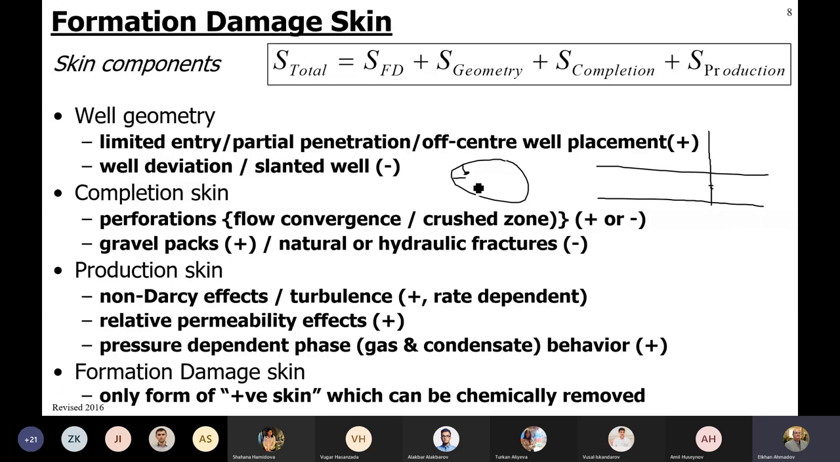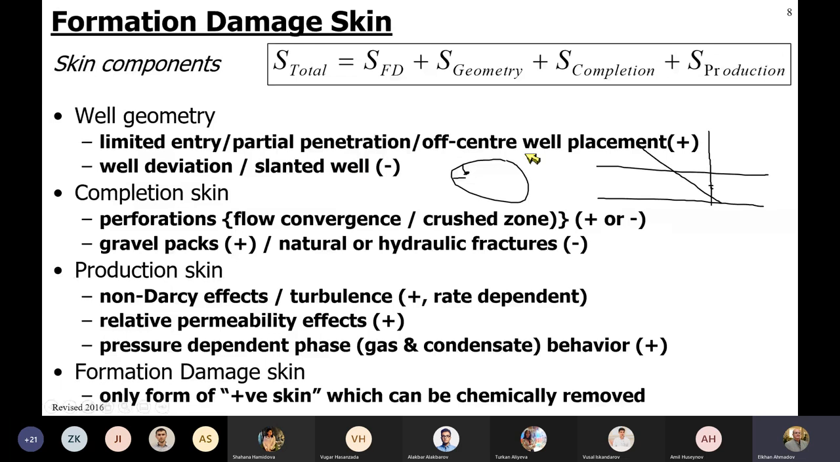So geometry skin and the completion skin might be both positive and negative. If we have deviated or slanted wells like this, then of course the exposure to the reservoir is increased, and therefore we get more productivity, and that means we get negative skin, or in other words, we get better production than we would for a vertical well.